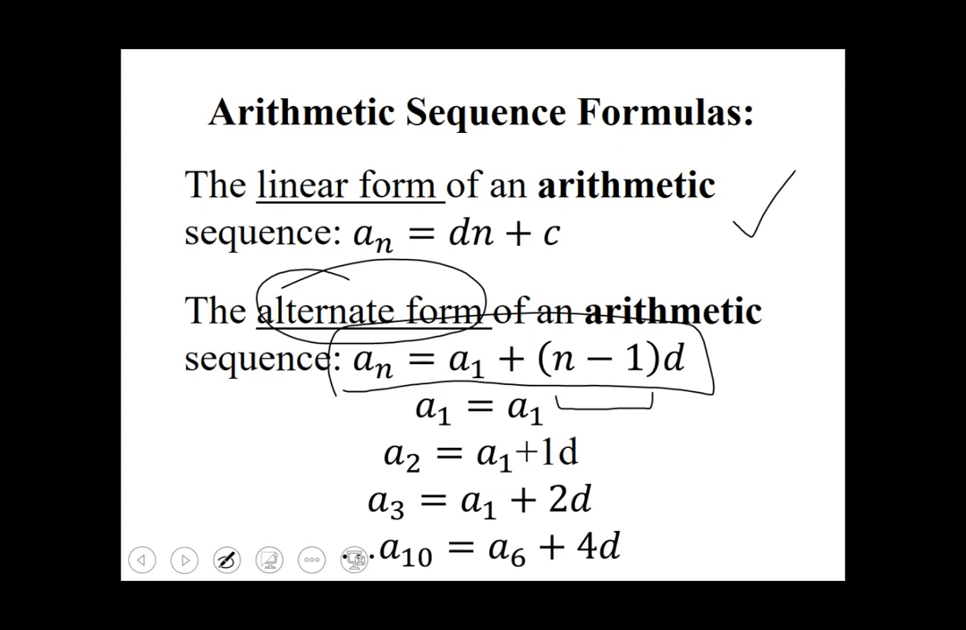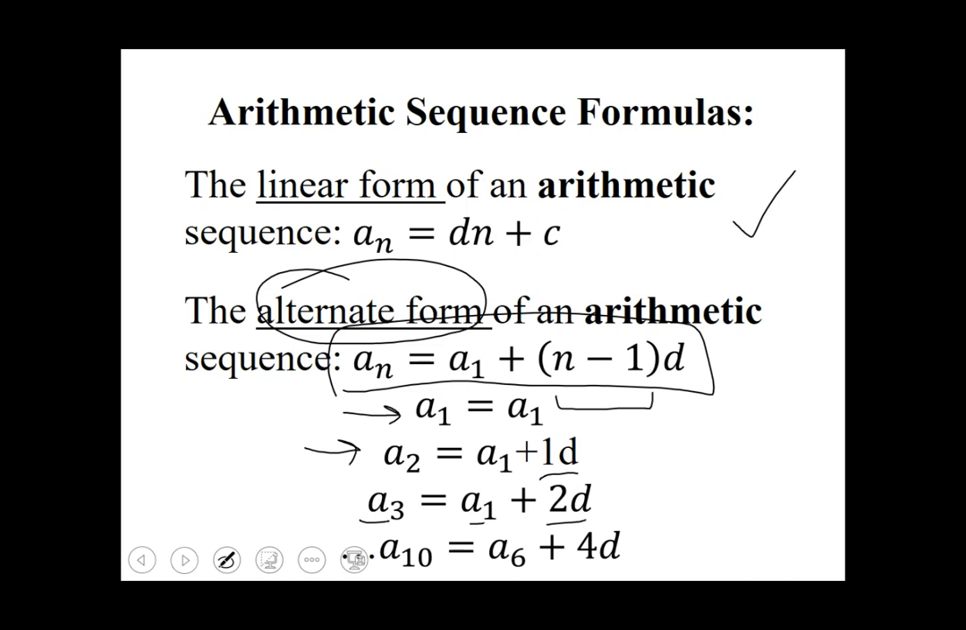By using this alternate form of the arithmetic sequence, you're basically relating any two terms based on the number of common differences between them. So if you look at the first one here, a sub 1 is of course equal to itself because there are no common differences between the two terms. Whereas in the second one, if you wanted to find a relationship between the first term and the second term, there is exactly one common difference between those two. From the first term to the third term, there are exactly two common differences between them.